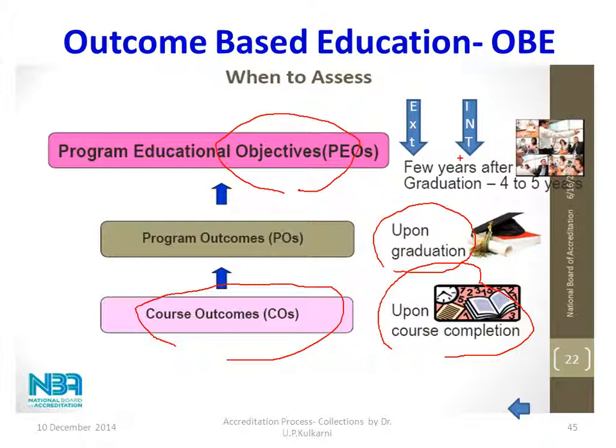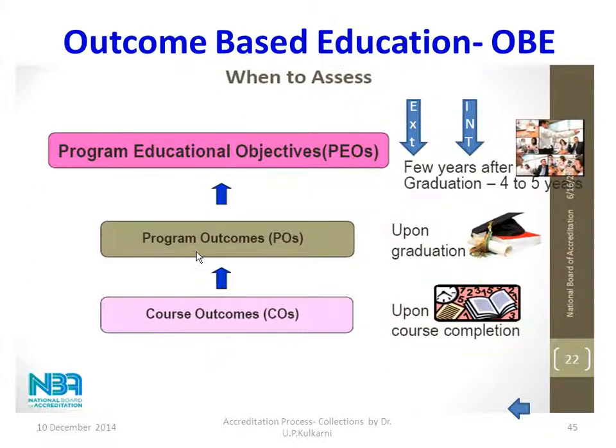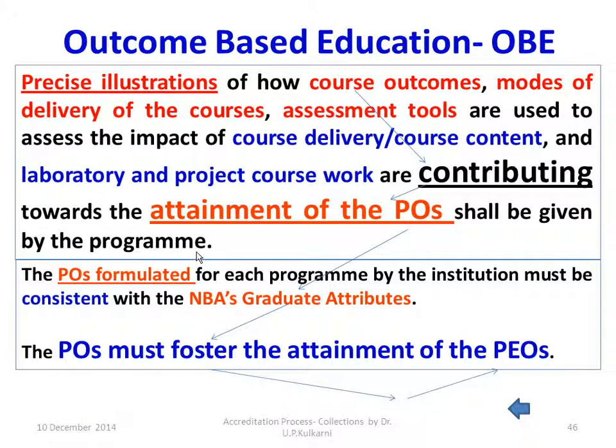But here also it can be done in two ways, one is the external way of doing it, the other is the internal way of doing it. I would like to cover all these things. The other very important aspect which I would like to share with you is a precise illustration of how course outcomes, modes of delivery of the courses, and assessment tools relate. This is very important. Please try to focus on that.